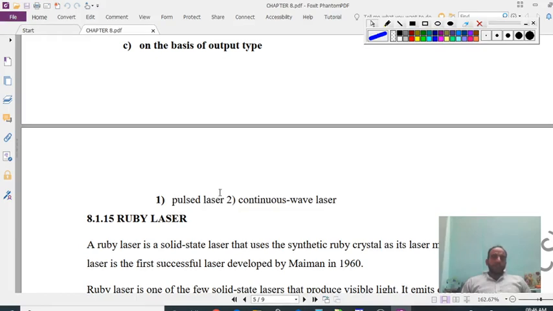Ruby laser is a pulsed laser and helium neon laser is a continuous wave laser.